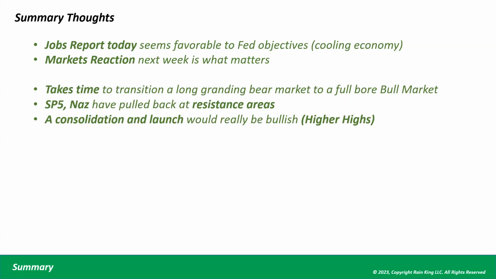Now, the NASDAQ and the S&P have pulled into resistance areas. We want to see them hopefully consolidate in a constructive manner and correct less than the earlier corrections that we pointed out. If we can get a consolidation and we launch through 4,100 to 4,200 on the S&P, that would be very, very bullish because we'd be establishing a higher high, which would mean the uptrend, though sloppy, is intact.